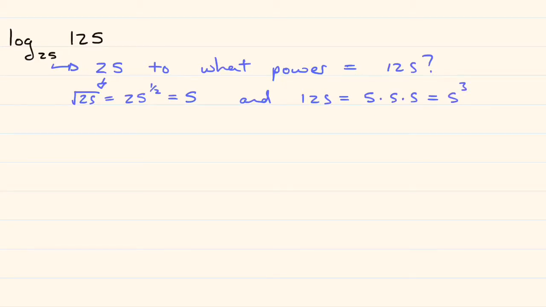So it's kind of putting these together. Then 125 has to be 25 to the power of a half, which is 5, cubed, right? So now we've got a power to a power, so I just multiply the two exponents together. And this means 125 is just 25 to the power of 3 over 2. So then log base 25 of 125 is 3 over 2.